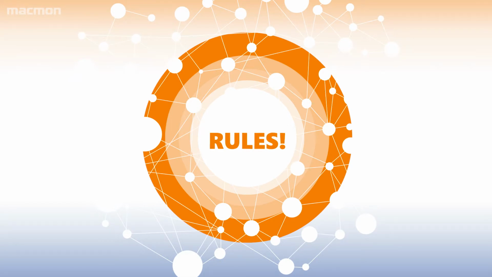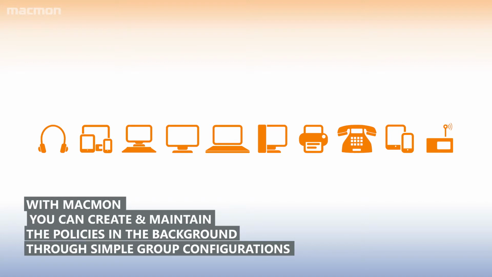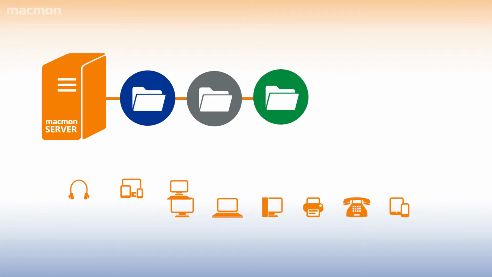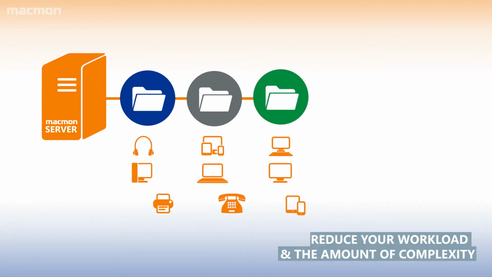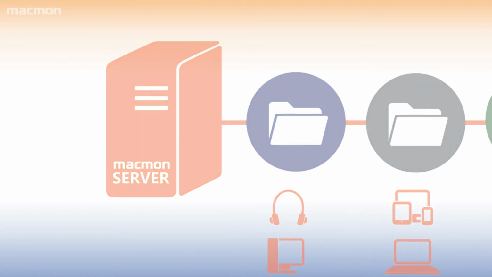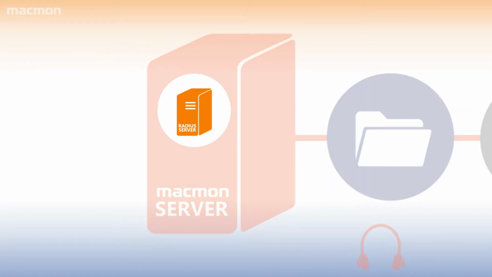Since this is a proactive approach, policies need to be created that take care of every possible case so that no permitted system gets locked out by accident. This is exactly where macmon comes into play by creating and maintaining the policies in the background for you through simple group configurations. Aside from a significant reduction in workload to the administrator, a huge amount of complexity is also being eliminated because there is no need to be concerned with the intricacies of a radius server.